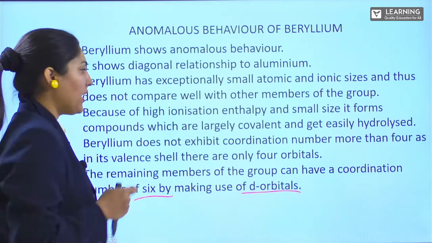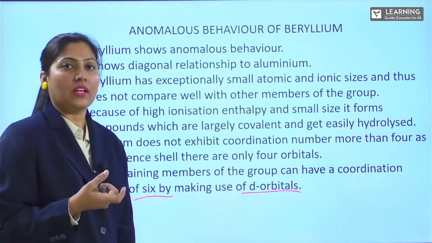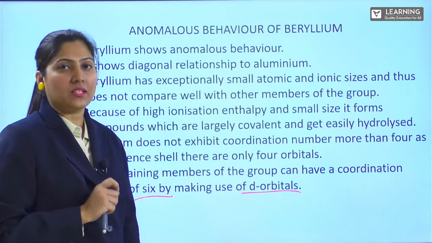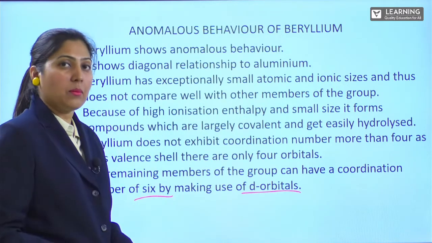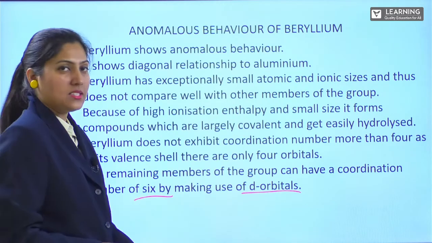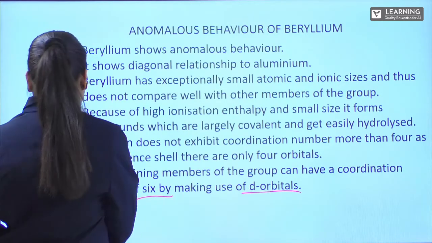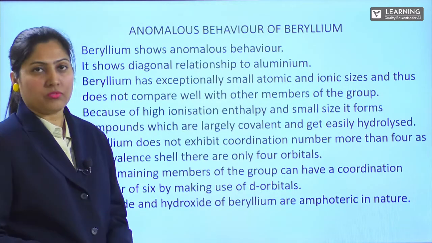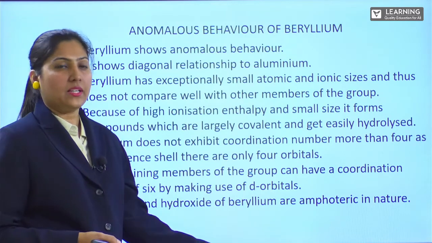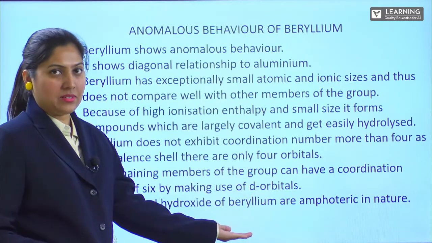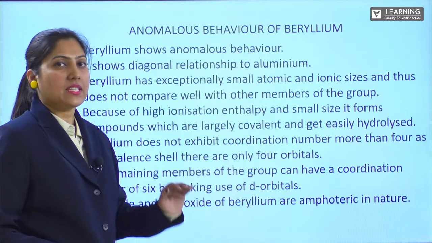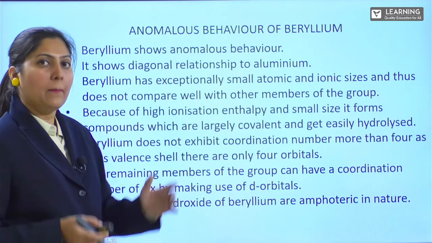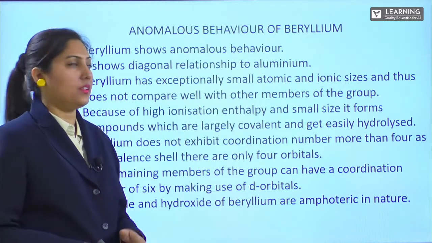You can just say why beryllium cannot form more than 4 coordination number: because it doesn't have d orbitals in the second orbit, whereas other members will have d orbitals in their valence shell. The oxides and hydroxides of beryllium are amphoteric in nature. This is different from other elements. All other elements will be basic in nature, only beryllium will be different. So these are the points which make beryllium different from the other group.